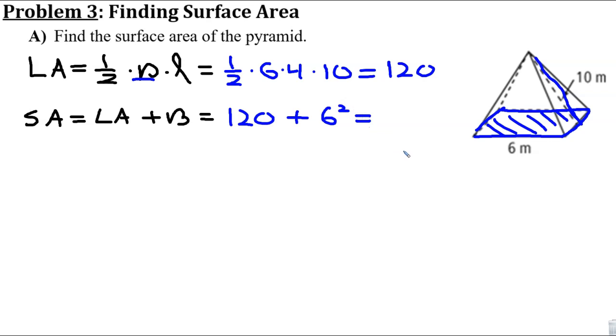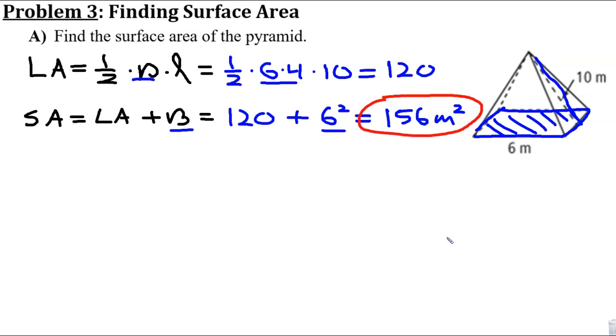And a big thing with all these shapes is don't confuse the perimeter piece with the base piece. Common mistake. Anyways, when I go 120 plus 6 squared, I end up with 156. And we can say 156 meters squared for our final answer. All right, that's finding the surface area of a pyramid. There's a part B in the note guide as well. Once again, take a minute, pause the video, and get your answer checked before you move on with the lesson.